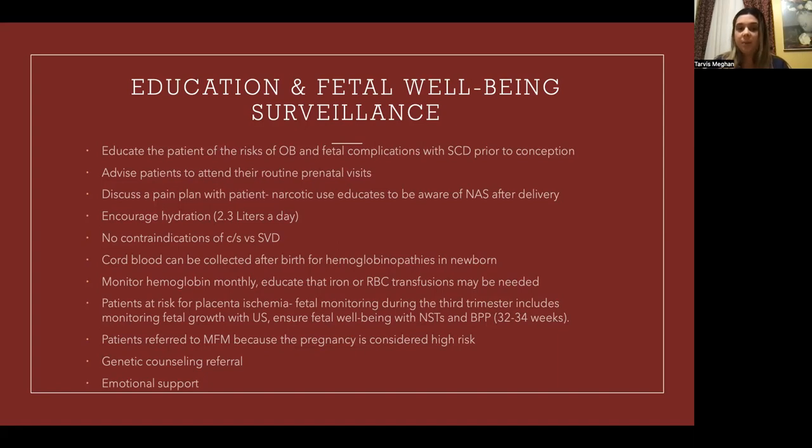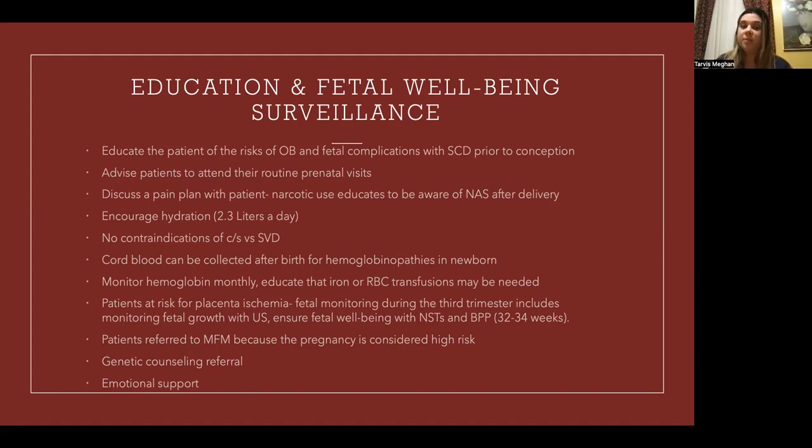You want to discuss a pain plan with a patient. Narcotic use they can have, but you want to educate to be aware of neonatal abstinence syndrome after delivery for the fetus. And again, encourage hydration. They should be drinking 2.3 liters a day. That's like 10 cups. And making sure they're aware that they don't have to have a C-section because they have sickle cell disease. So there's no contraindications of C-section versus vaginal. They can have a healthy vaginal delivery if there's no other contraindications.